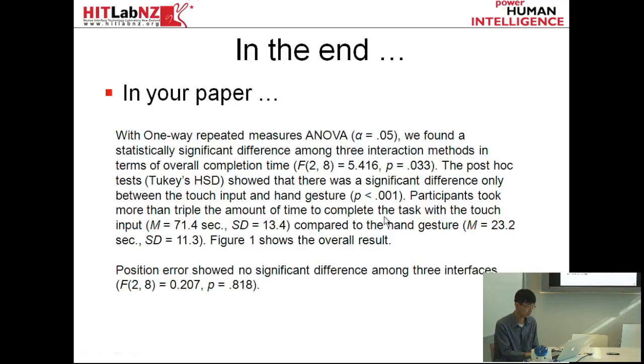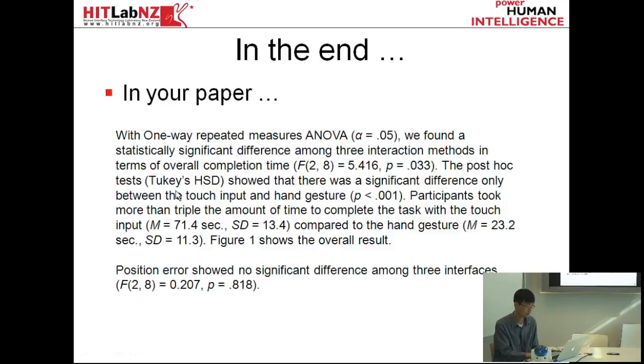Then you can talk about how participants took more than triple the amount of time to complete the task with touch input compared to the hand gesture, because up to this point, all you are saying is there was a difference, but you are not saying which one was faster or slower. So you can add another sentence talking about the descriptive statistics, which one was actually faster or which one was slower. And then you can have a graph summarizing these results, pointing the reader to see the graph in figure X.